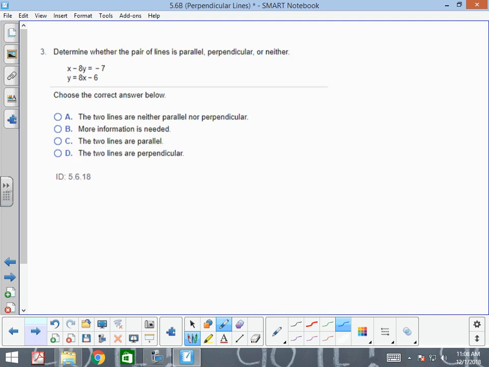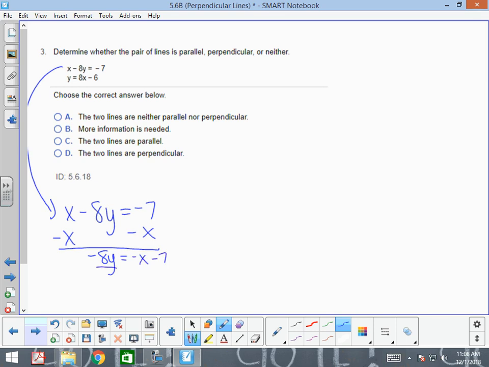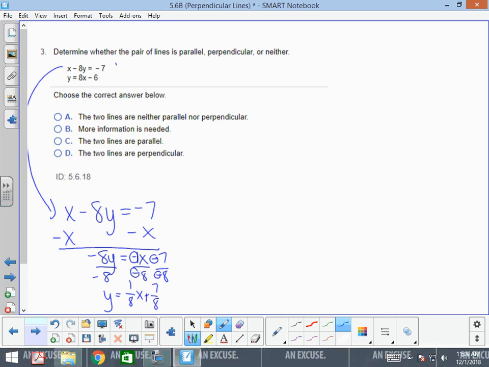Okay. On this particular situation, we have one of the equations in standard form. So I need to take that equation and solve it for y. So subtract x, and I get -8y equals -x minus 7. Divide by -8. And all I'm looking for is the slope. A negative over a negative is a positive over a positive. This coefficient of x is a 1. So that's 1 over 8x plus 7 over 8. So the slope of the top equation is positive 1 over 8.